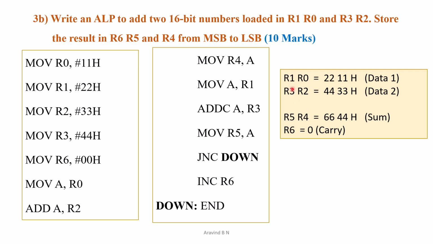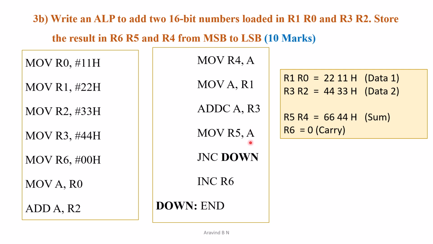Then after, add the contents of R1 and R3. So take the contents of R1 to the accumulator, and add that content with carry, because there is always a chance that there may be a carry generation after the addition of R0 and R2. Therefore, here we are going to use the add with carry instruction, add that with the accumulator, and R3 contents, and the result will be stored in the accumulator.